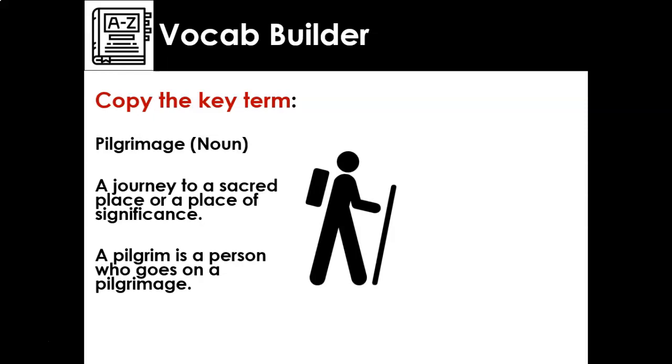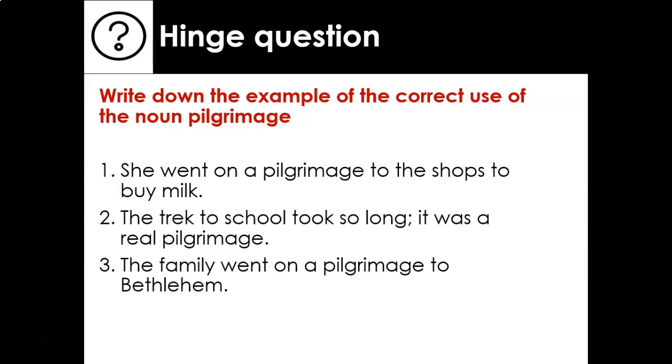Okay, so Miss can pause now, or Sir, and once you've got that written down, we're just going to test it. Okay, so to go with our definition, we're going to decide which is the correct use of the noun pilgrimage. So we're going to have a little think which uses the word correctly, and then we'll write it down. She went on a pilgrimage to the shops to buy milk. Now, guys, the question we've got to ask ourselves is, are the shops a sacred place? Not going to say anything. I just want you to hold that in your head.